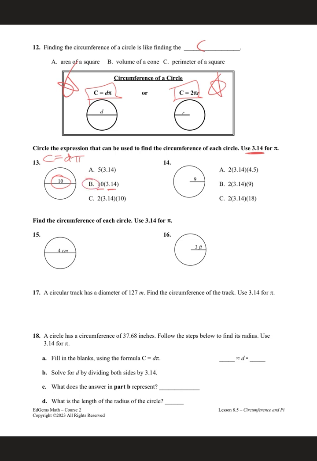For number 14, they give us the radius. So the formula we use to find the circumference of a circle when the radius is given is circumference is equal to 2 times pi times the radius. So for number 14, we've got 2 times 3.14 times the radius. All of them have 2, and all of them have 3.14 for pi. And then which one has 9 as the radius? That would be B. So that's the expression that you would use to find the circumference of this circle.